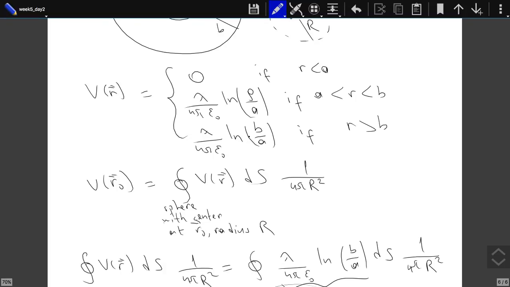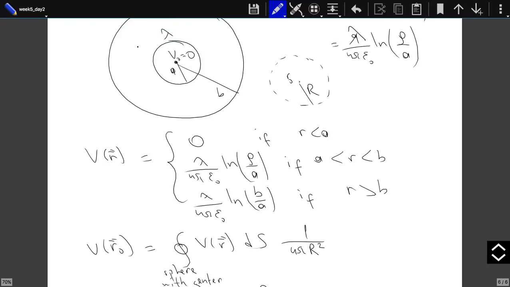Now the difficult part will be, what if you take the sphere, let's say over here? Of course, the potential now is not a constant. It depends on where you are on the sphere, so you will have some complicated integrals. And eventually, when you evaluate those integrals, you will see that this theorem still holds.